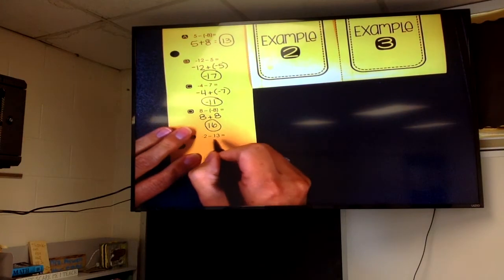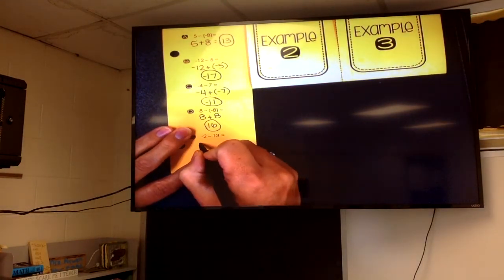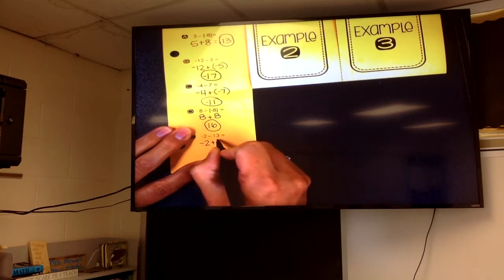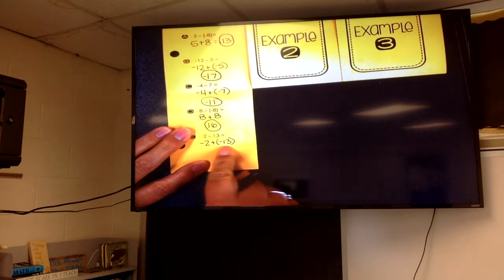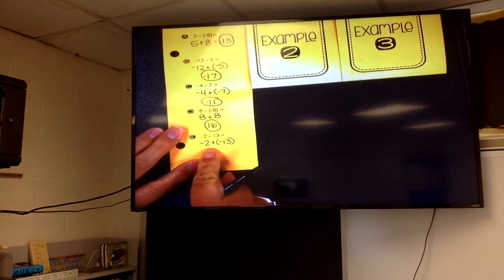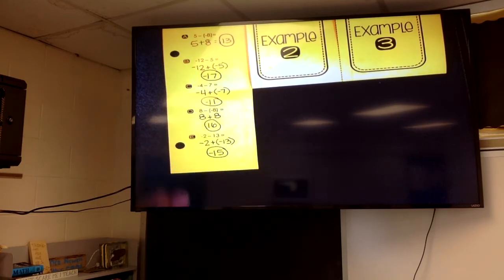Letter E, negative 2 minus 13. Okay. So negative 2, change it to addition. The opposite of positive 13 is negative 13. This is its additive inverse. It's LCO. So now I'm going to use my addition rules. My signs are the same. When they're the same, that's a sum. So I'm going to add them together, and I'm going to keep their sign. Negative 15.